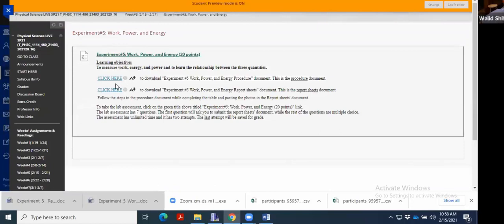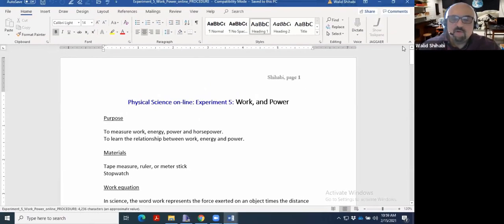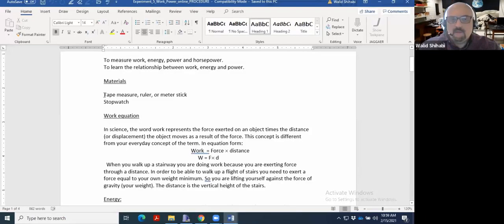Now, notice here in this lab, there will be 2 documents that you need to download. There will be the procedure, and also there will be a worksheet. So if you click on the procedure, it will download the procedure. I'll show you here. Okay, so that's the procedure for the lab, where you need to follow the steps there.